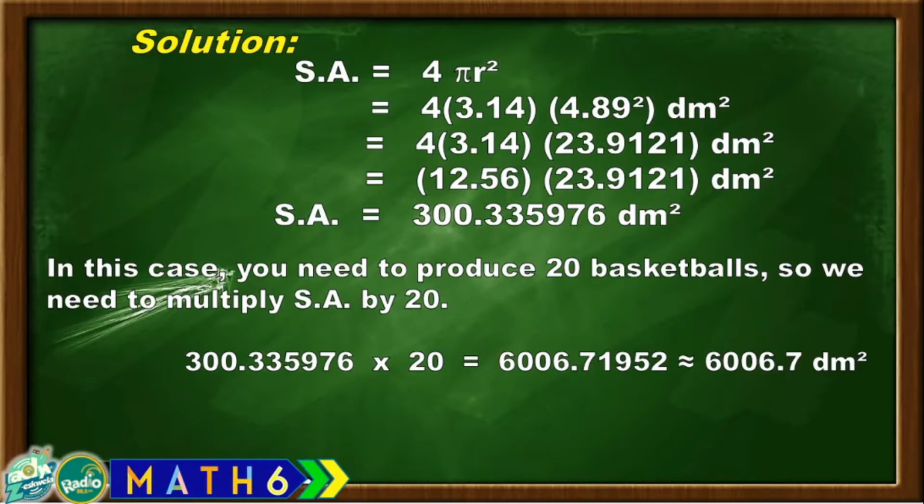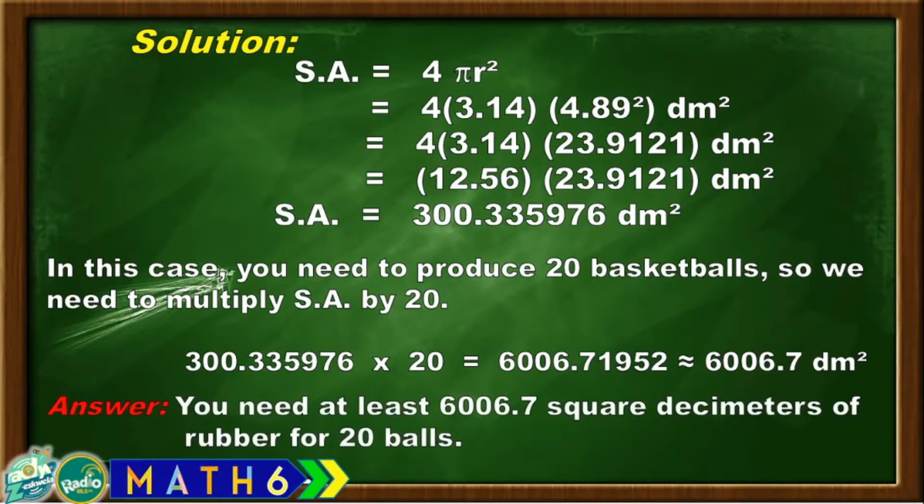Then we get 6006.71952, or 6006.7 square decimeters. This means that you need at least 6006.7 square decimeters of rubber for 20 balls.